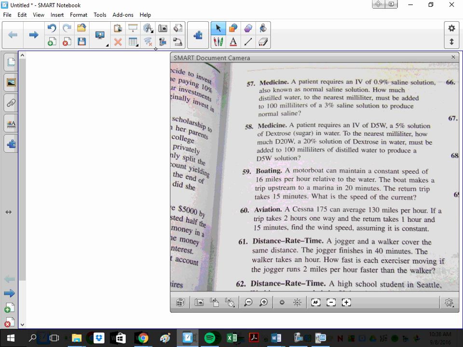Right. 59. A motorboat can maintain a constant speed of 16 miles per hour relative to the water. The boat makes a trip upstream to a marina in 20 minutes. The return trip takes 15 minutes. What is the speed of the current? How would you do this?